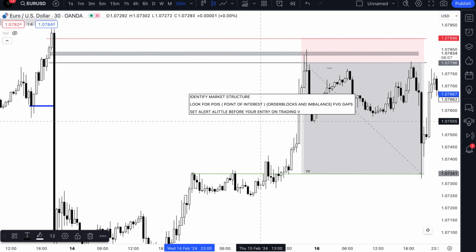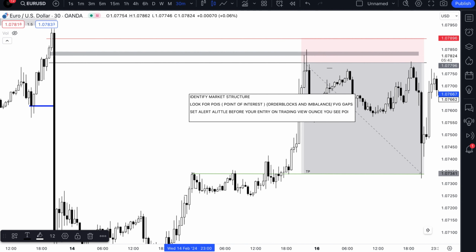If you don't have it, you should be able to set at least one to two alerts for free. If not, buy TradingView Pro and you can get as many alerts as you want. It's only like $12 a month. So set an alert a little before your entry on TradingView, once you see your POI.